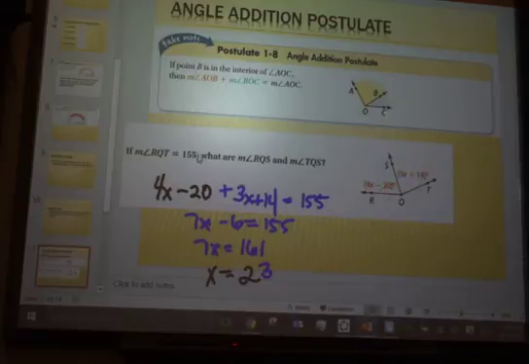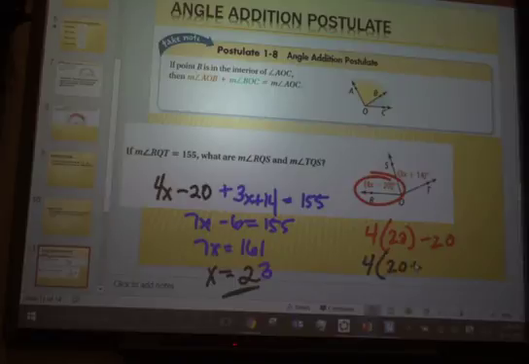Now, that's not what we wanted. We wanted RQS. So what do I do with that number to find the measure of angle RQS? Plug it in. So come up here to 4x minus 20. I put 4 times 23 minus 20, right? Now somebody in last class said, I can't do 4 times 23. Hopefully they were just kidding with me, but can I do it this way? Can I go 4 times 20 plus 3 and use the distributive property?